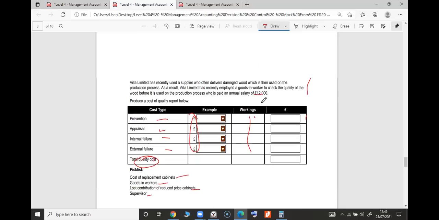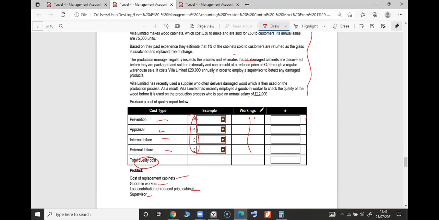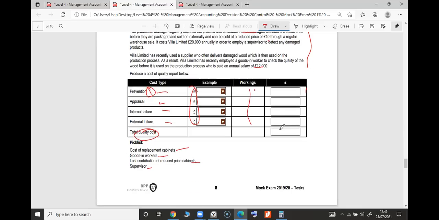Before I read anything in that scenario, can I ask you regarding the prevention? The first thing you do in your organization to ensure quality is the prevention cost. Give me some examples of your prevention cost. What do you do to prevent the extra costs occurring? Improvements, designing, that's a good one. Improvements, designing, right?